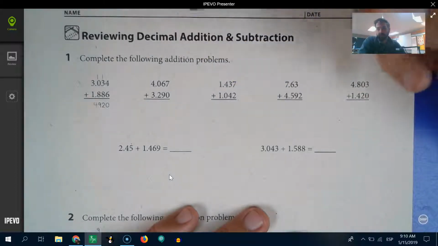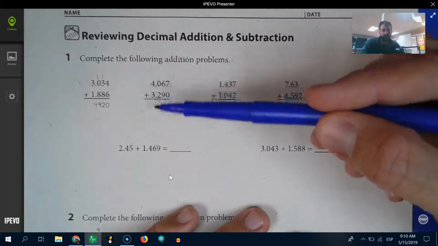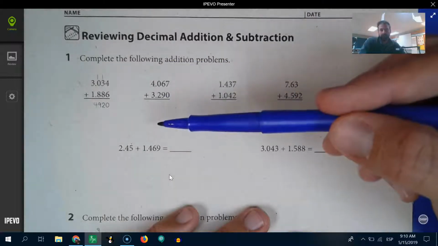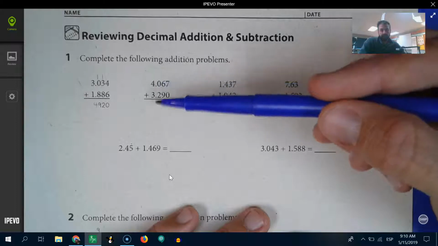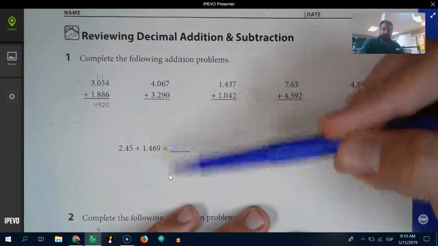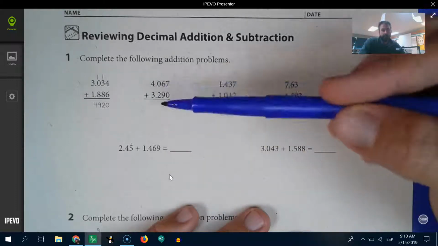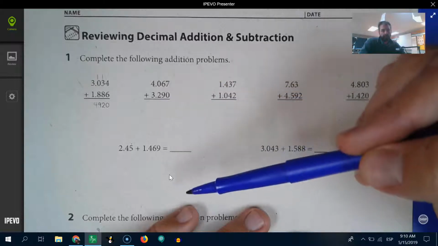That's the most important thing when it comes to adding and subtracting decimals. You got to make sure that this decimal point is lined up because it's all about place value. Got to respect that place value, and the decimal is always between the ones and the tenths. Always, always, always, no matter what we do.